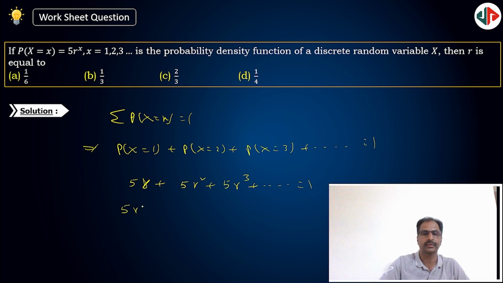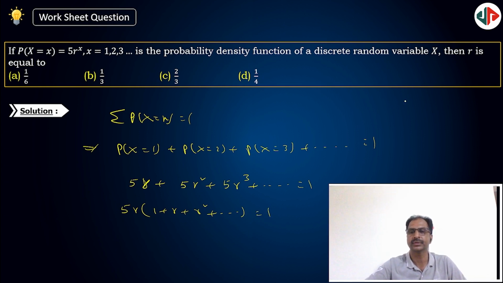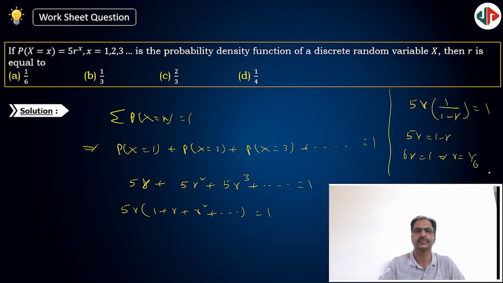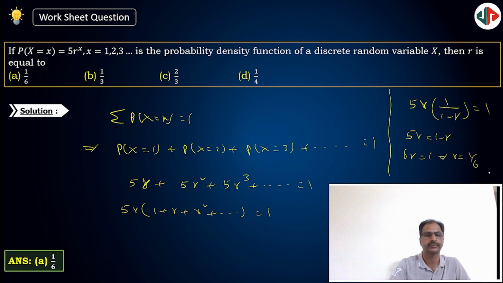Take 5r common. Then you get 1 plus r plus r square plus and so on. Those are in GP. Sum of infinite terms in GP, a by 1 minus r. So 5r is equal to 1 minus r. 6r is equal to 1. R is equal to 1 by 6. Option A.